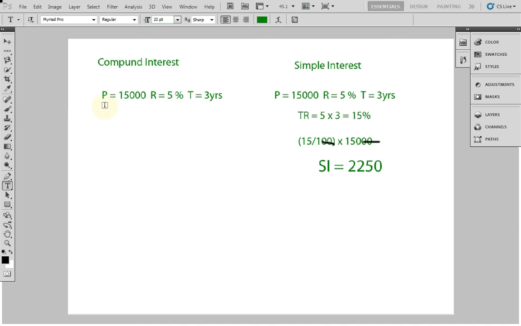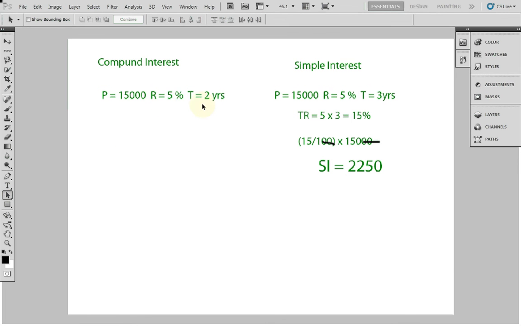But in compound interest, the rate of interest for 1 year is 5% of the 15,000, but for the next year it will be 5% of 15,000 plus 5% of 15,000. Did you get me? Okay, let's first take it as 2 years, so that you can easily understand.